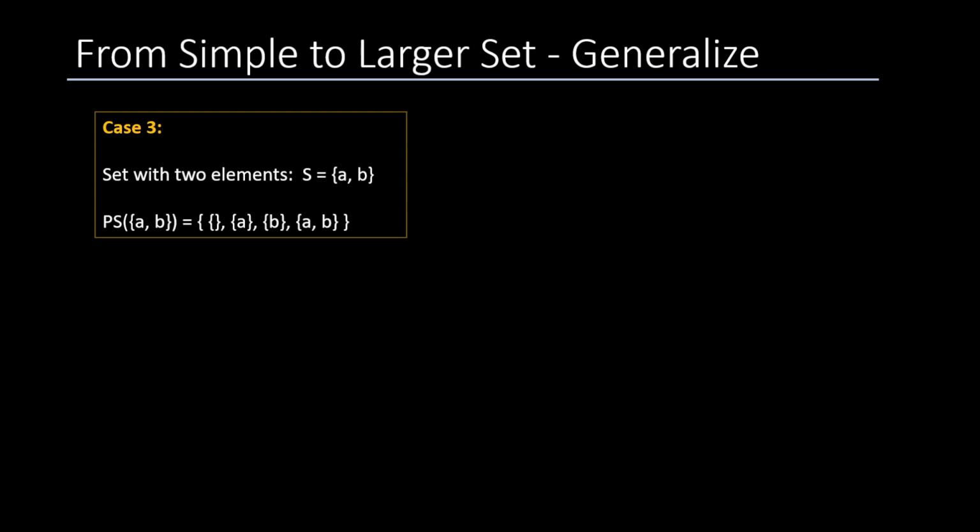Now let's generalize our approach from small sets to larger ones. Here we have two elements, S equal to {A, B}. The power set of {A, B}, as we can see here, is the empty set, elements A and B, and the subset AB. How can we construct subsets for {A, B} if we already know the power set for {A}? We know that the power set of {A} has two subsets, the empty set and the element A. For each of these subsets, we can either include or exclude the new element B.